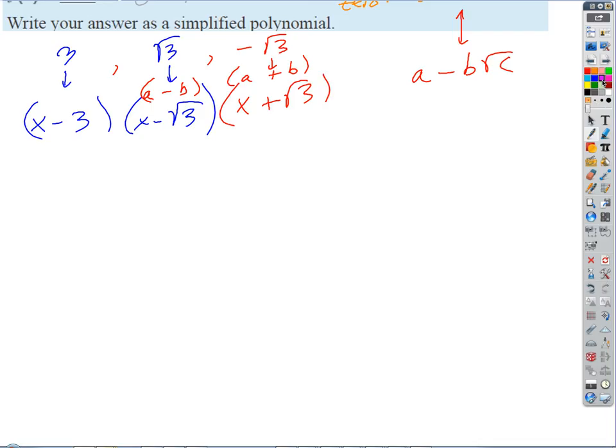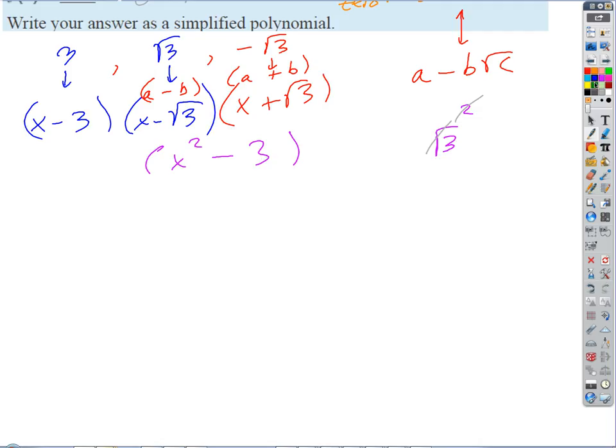So what's that going to give us then? If we multiply a minus b times a plus b, what's the result? A squared minus b squared. So what does that look like for us? x squared minus b squared. What's b squared going to be? What's the square root of 3 squared? 3, right? Because if I take the square root of 3 squared, doesn't the square root and the square just cancel? So we get x minus 3.